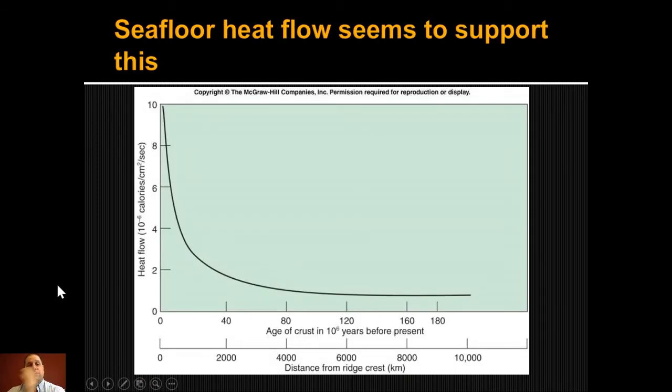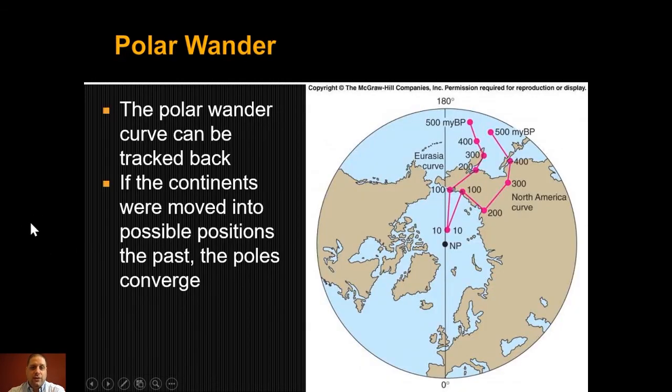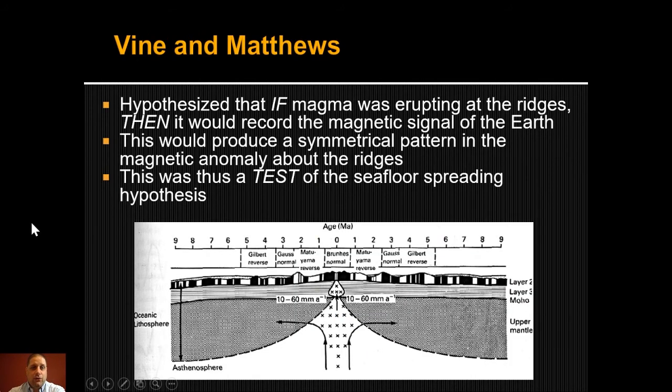And when Hess was proposing these ideas, what other people did was they actually measured, using other instruments, the amount of heat flowing through the seafloor. And they found this pattern. The closer you were to the ridge, the younger the crust was, the hotter it was, and the older it was, the cooler it became. And so this also works to help explain polar wander, like I said.